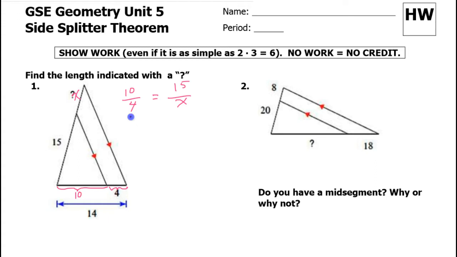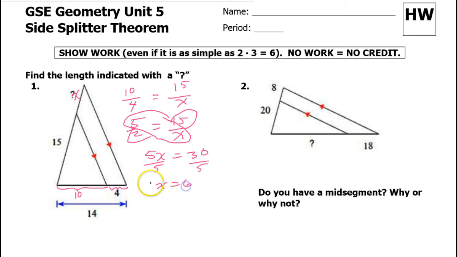Anyway, this reduces down to 5 over 2 is equal to 15 over x. And then you would cross multiply. So 5 times x, so we've got 5x. And then 2 times 15, so that's 30. And then if you divide both sides by 5, you come up with x is equal to 6.